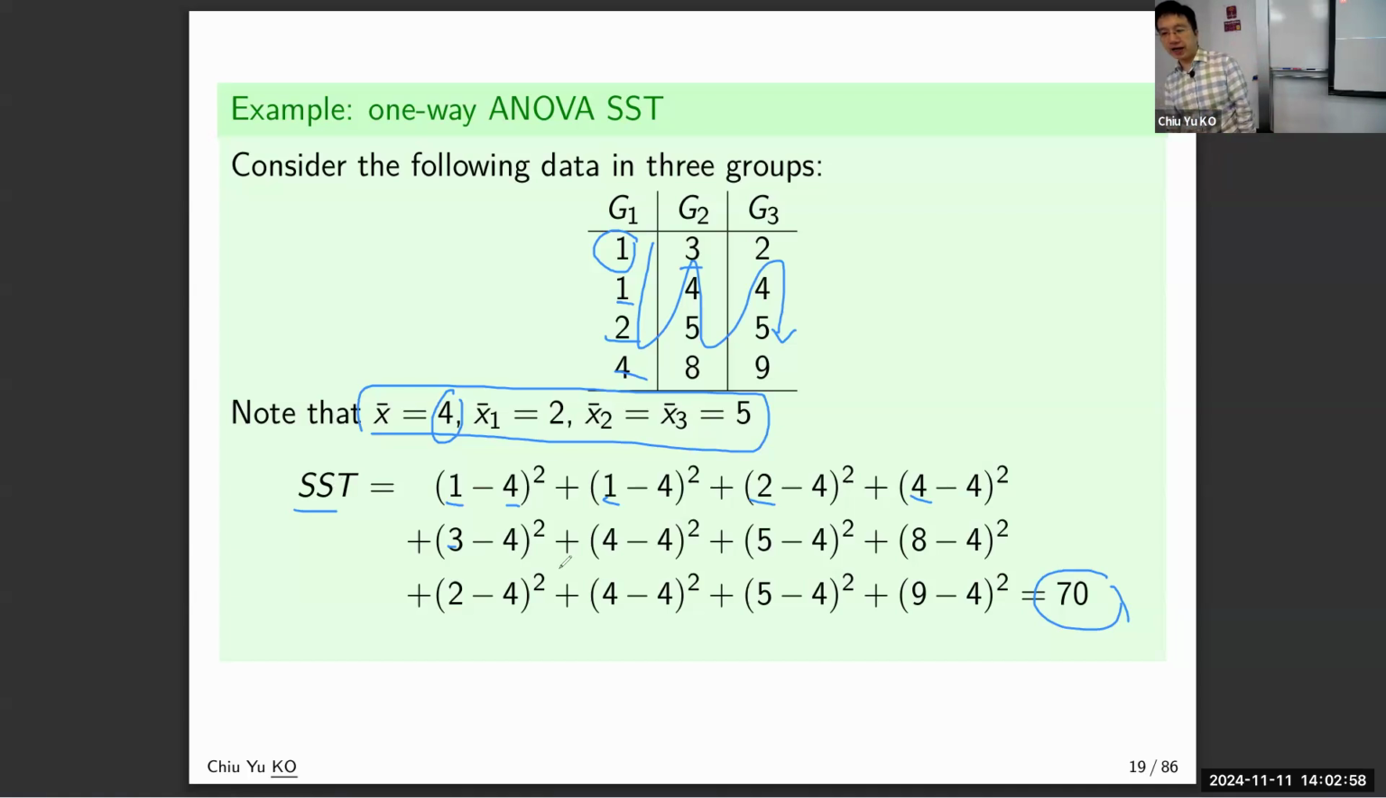Because if you divide it by n minus 1, that will be the sample variance. That is the numerator when you calculate sample variance.